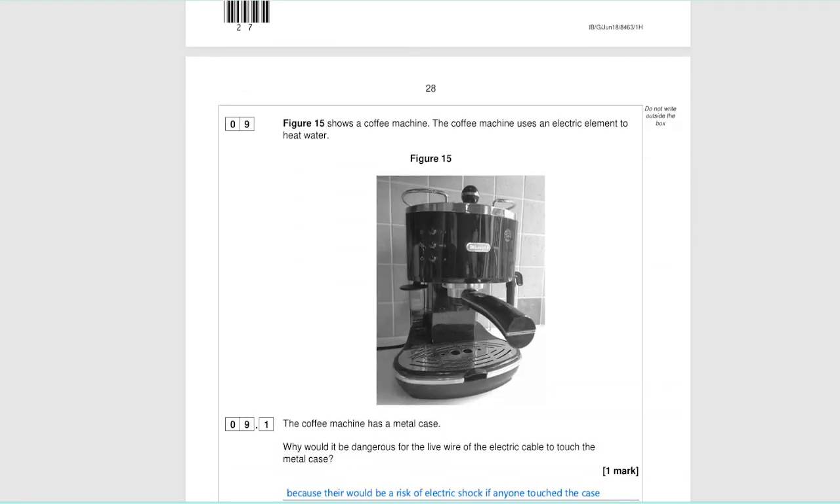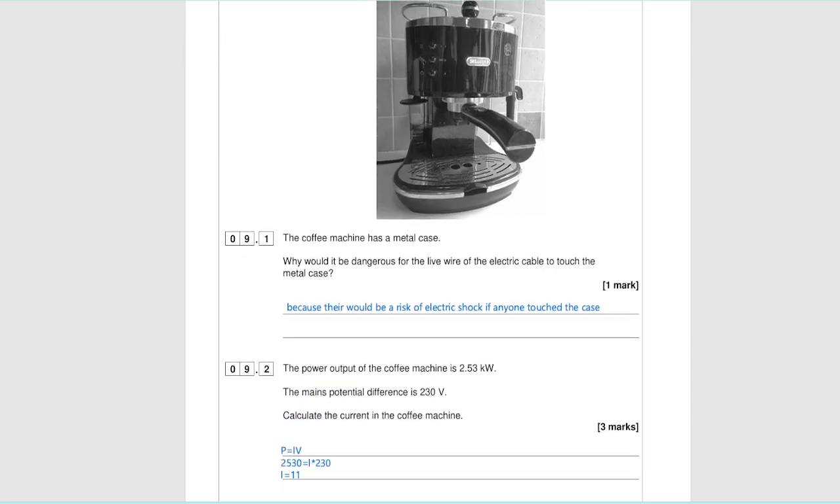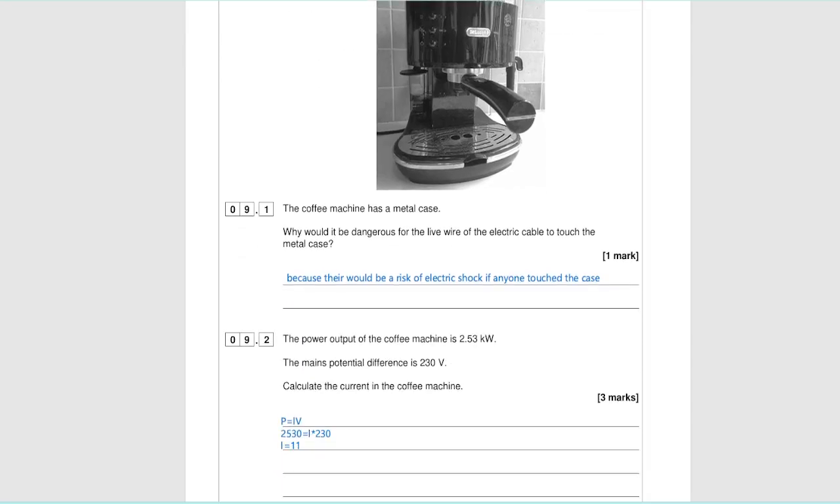Then for 9, figure 15 shows a coffee machine. The coffee machine uses an electric element to heat water. The coffee machine has a metal case. Why would it be dangerous for the live wire of the electric cable to touch the metal case? And this is due to there being a risk of electric shock if anyone touched the case.